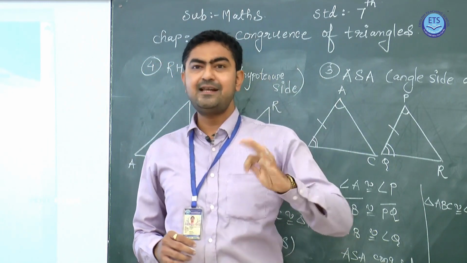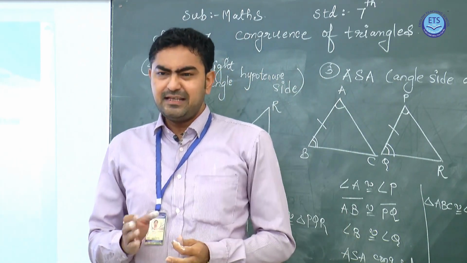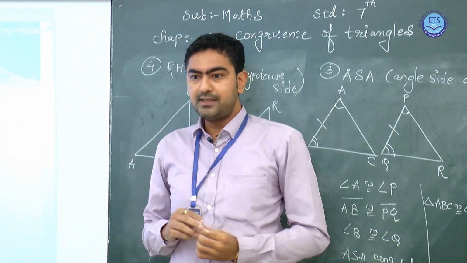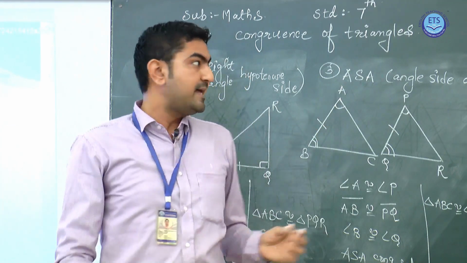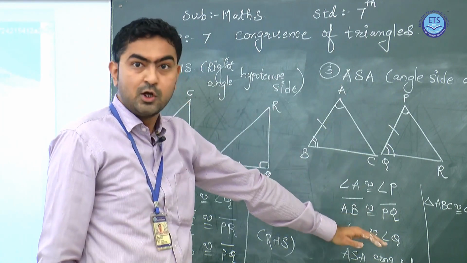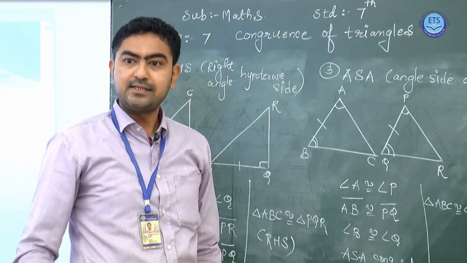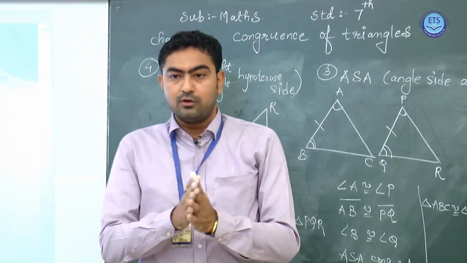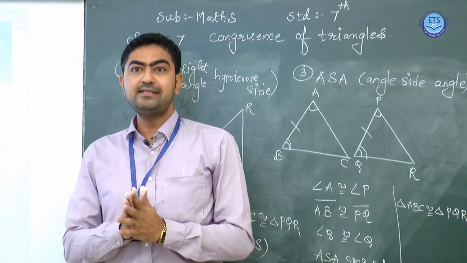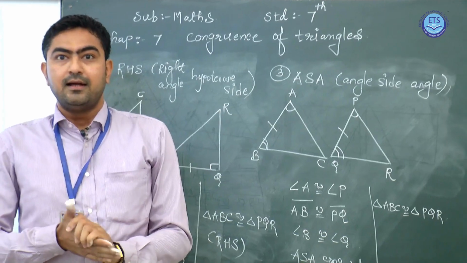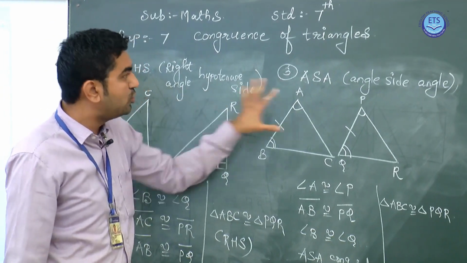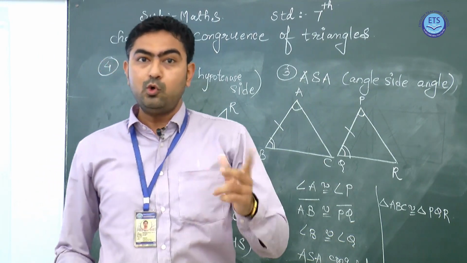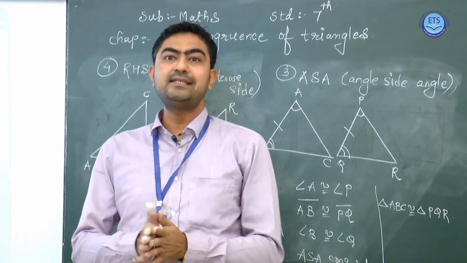Now in general mathematics, and in the solution of examples, you directly apply these 4 rules to prove the congruency of two triangles. These 4 criterion rules are directly applied in proving the congruency of two triangles.